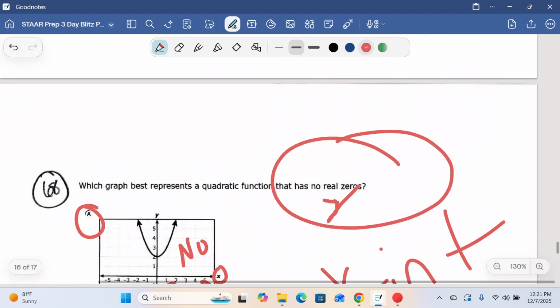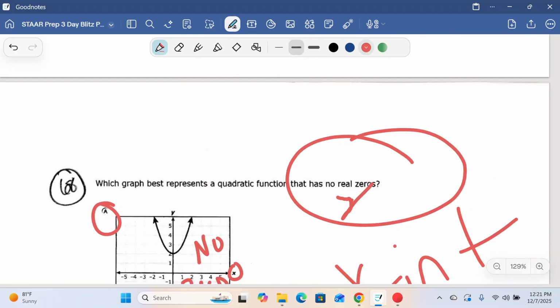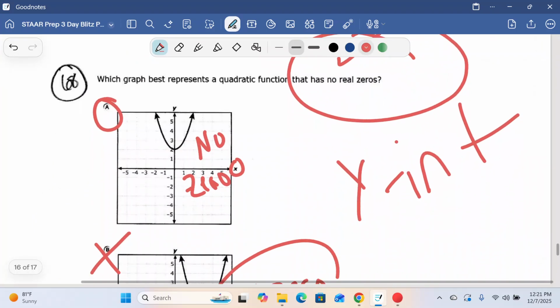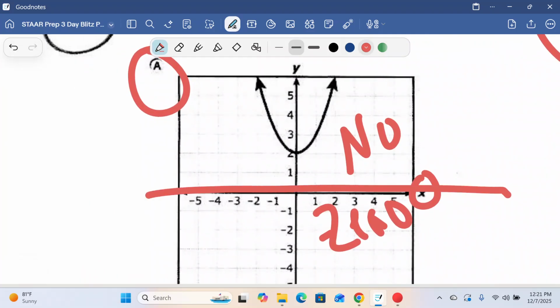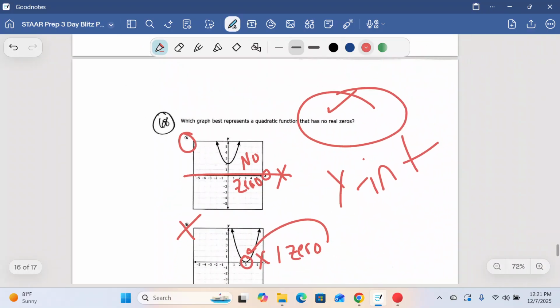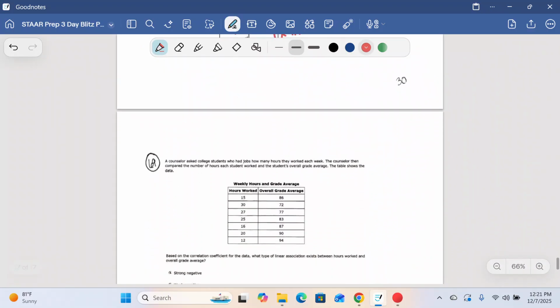So the question at hand, which graph best represents a quadratic function that has no real zeros? This one is the only one that has no real zeros. Why? Because it never passes through my x, and it doesn't have my x-intercept. So that one is a good one.